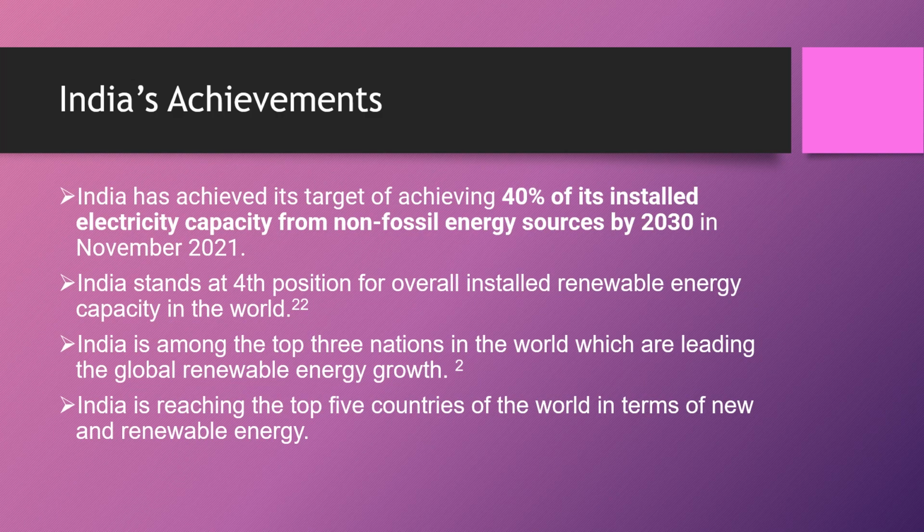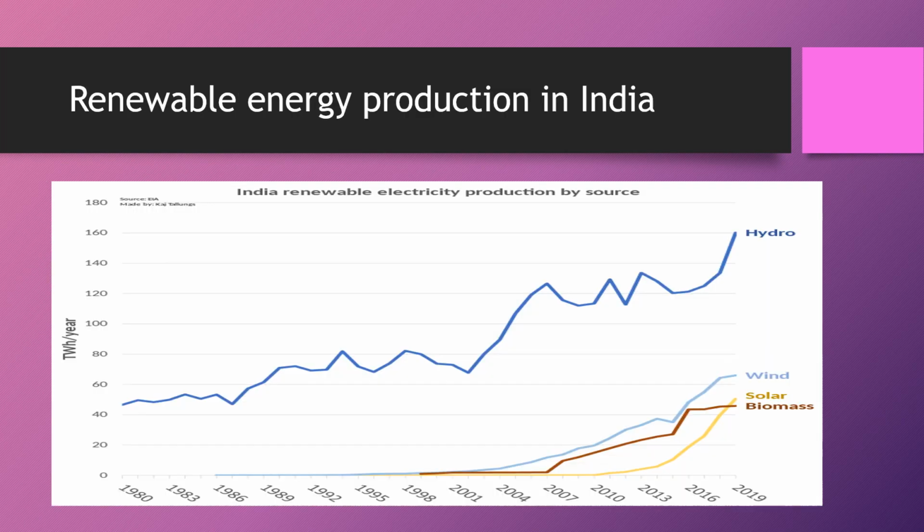India is among the top 3 nations in the world which are leading the global renewable energy growth. India is reaching the top 5 countries of the world in terms of new and renewable energy. This graph shows how renewable energy production in India increased from the year 1980 to 2019.